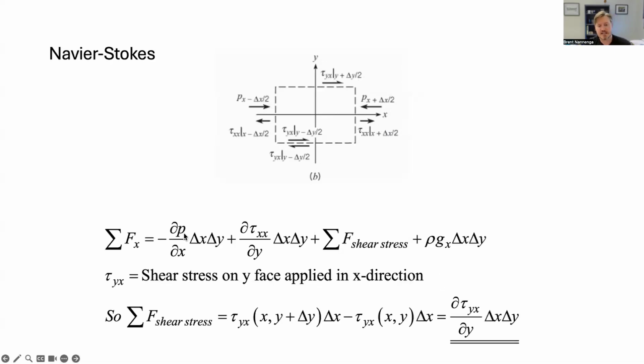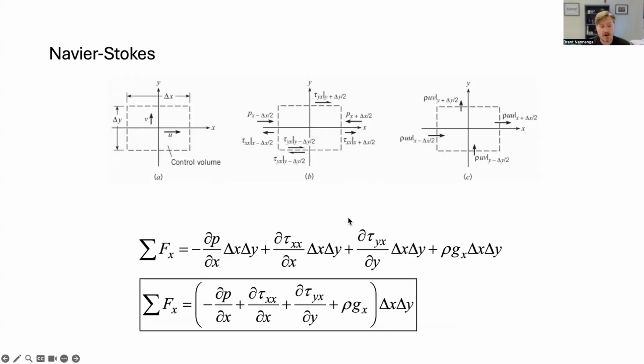If we look at the shear stress, again, very similar, except now instead of delta x, we're looking at this delta y term here. So tau yx at x, y plus delta y minus tau yx at x comma y, and delta x in this case instead of delta y. But in the end, you get a very similar term. You get the partial derivative of tau yx with respect to y, multiplied by delta x, delta y. So very similar, but now we're talking about shear stresses, which are going this way as opposed to normal stresses, which push directly on the normal surface in the x direction.